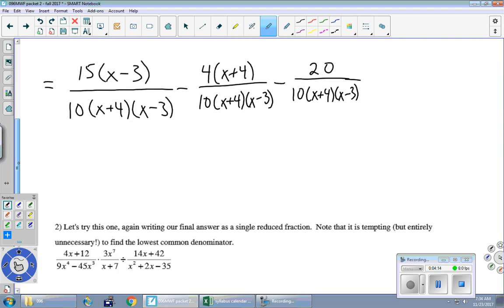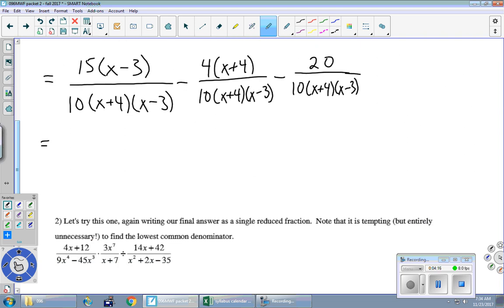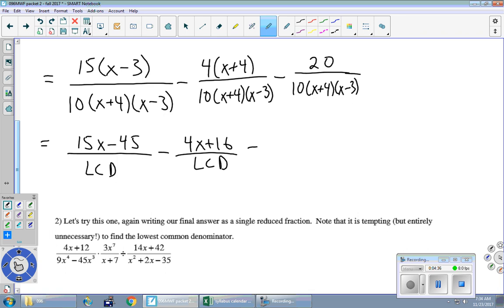Okay, so let's go ahead and distribute in these first two numerators. So we get 15x minus 45 divided by the, I'm just going to start writing LCD, minus 4x plus 16, that's distributing the 4, minus 20 over the LCD.